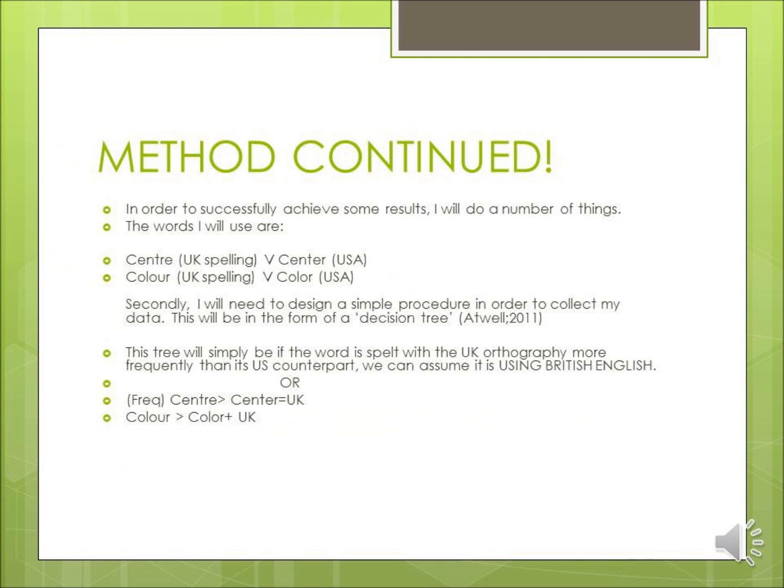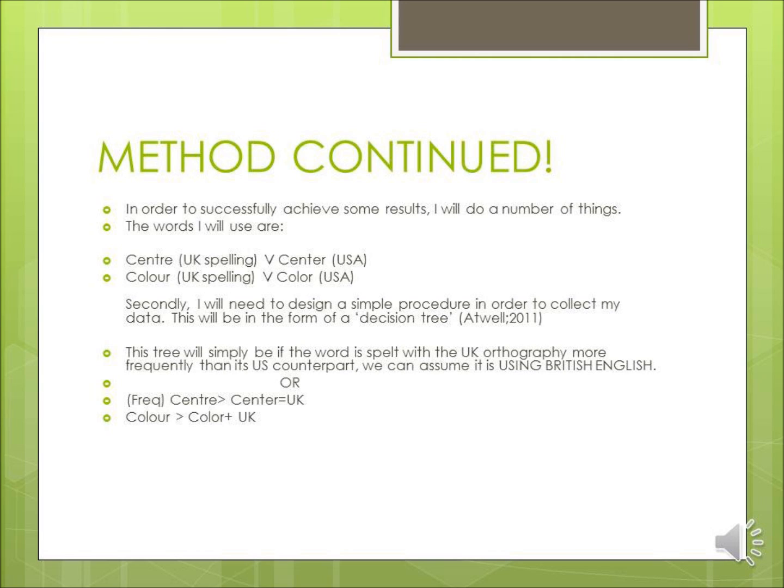So in order to achieve my results, I'm going to have to do a number of things. The first thing is to choose some words, and the words I've chosen are centre and colour. The reason for this is they're both spelled differently in UK and American English. Centre ends with an ER in America as opposed to an RE in Britain, and colour, the American spelling omits the U.